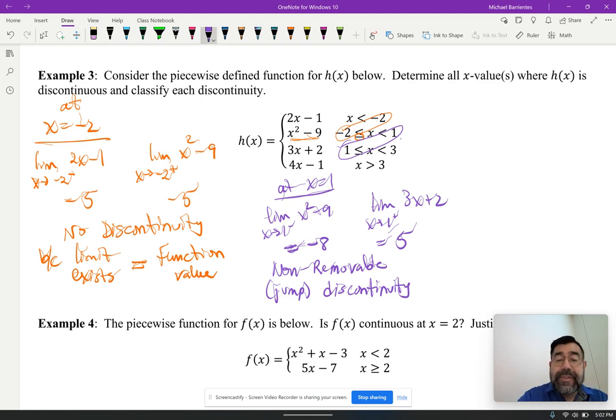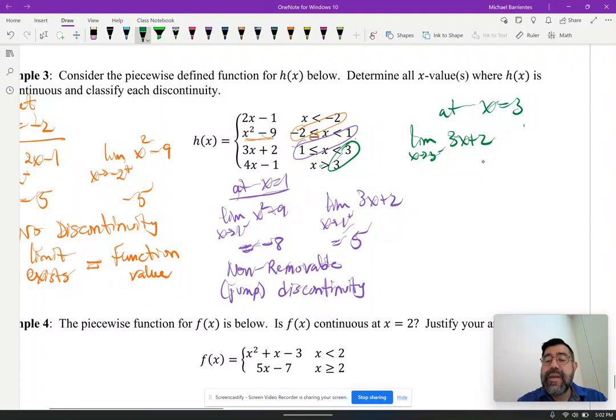And so we checked the last one. Let me use, I don't know, let's use green, I guess. So now we're going to check the last one at x equals 3. So we're going to take the limit as x approaches 3 from the left. That'll be this equation. And we'll take the limit as x approaches 3 from the right, and that'll be this equation. And let's see what we get. When we substitute 3 in here, 3 times 3 is 9 plus 2, that's 11. When I substitute 3 in here, that's 4 times 3 is 12 minus 1, that's 11.